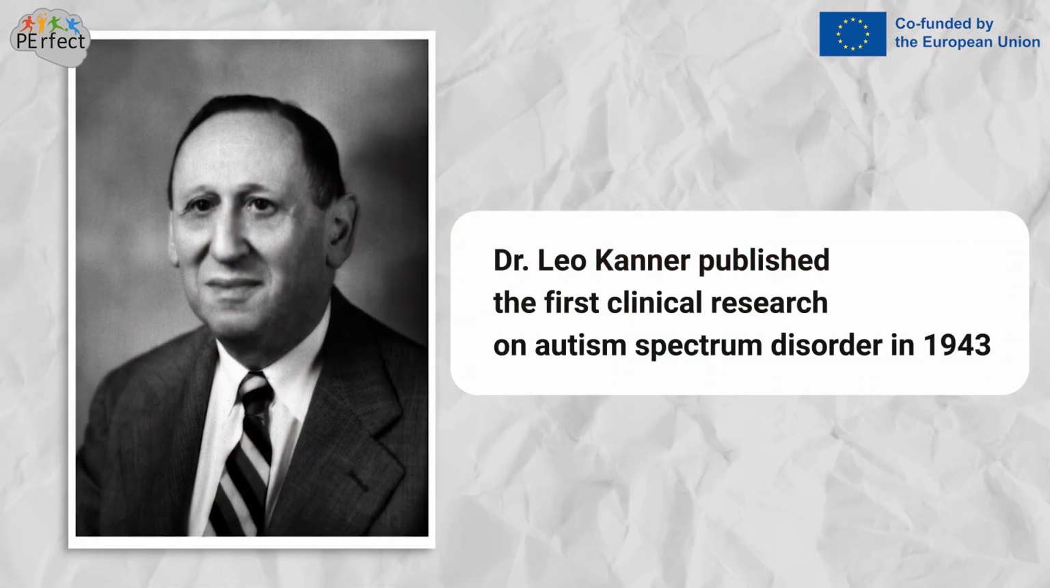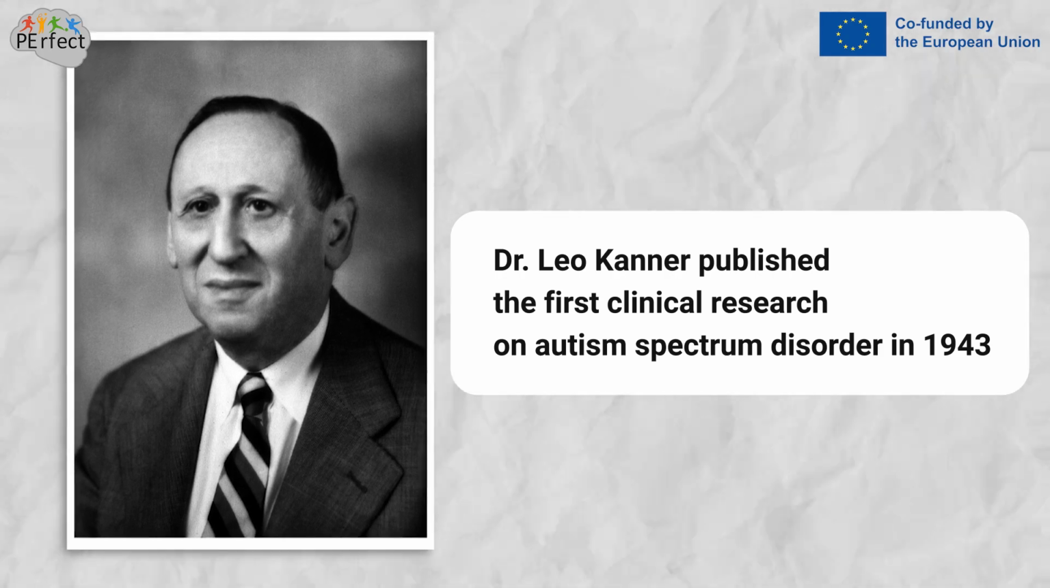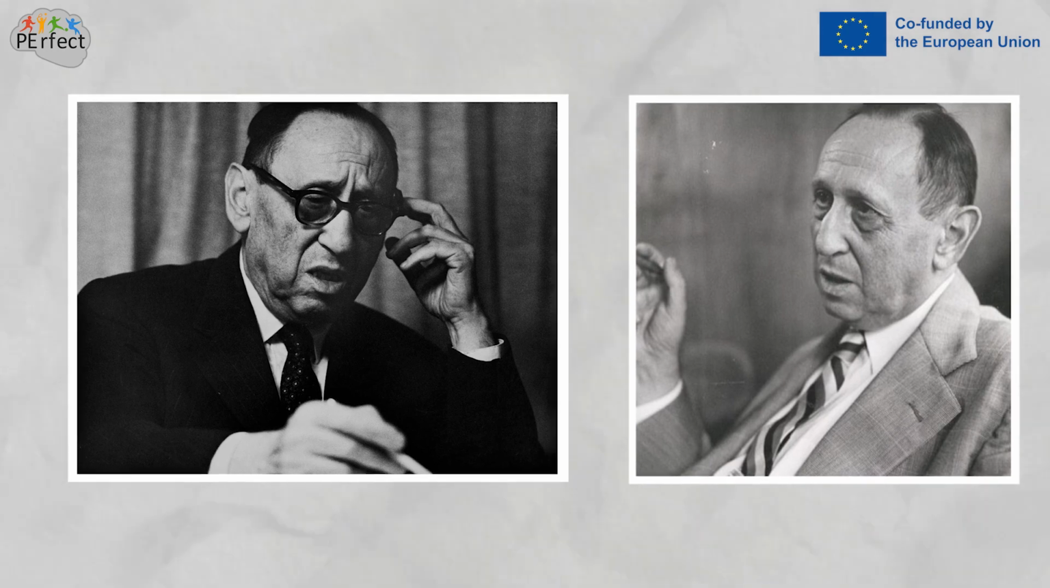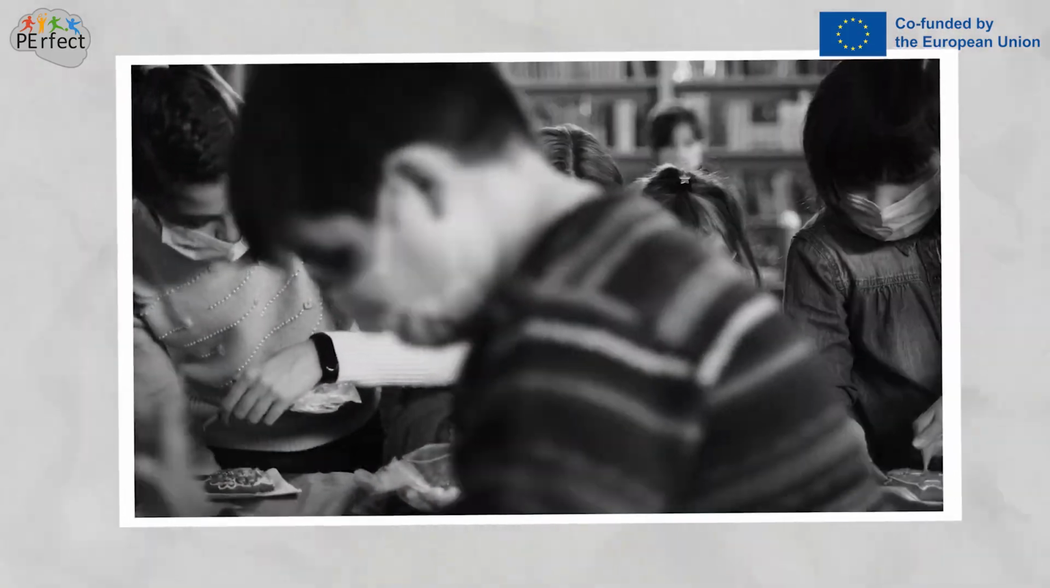Dr. Leo Kanner published the first clinical research on autism spectrum disorder in 1943. He described a group of 11 children, 8 boys and 3 girls, who had autistic disturbances of affective contact.